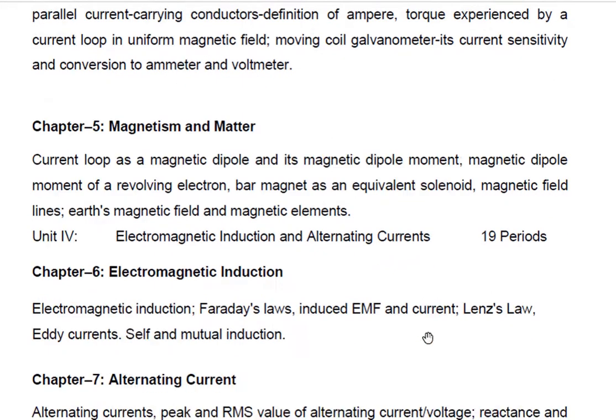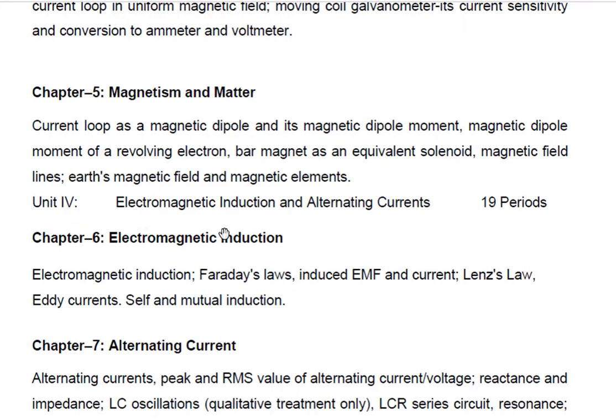Next is our unit 4, which is starting from chapter 6. From chapter 6, electromagnetic induction: Faraday's law, induced EMF and current, Lenz's law, eddy current, self and mutual inductance.